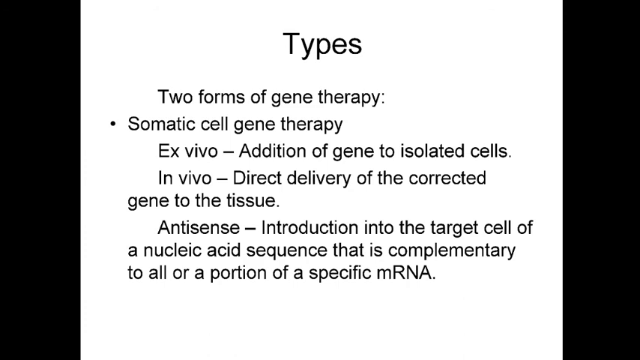Coming to the types of gene therapy, there are 2 important types or forms of gene therapy. One is somatic cell gene therapy and the other is germ cell gene therapy. The first thing is somatic cell gene therapy, which is considered to be an ex vivo addition of gene to isolated cell. The second one is in vivo direct delivery of the corrected gene into the tissue.